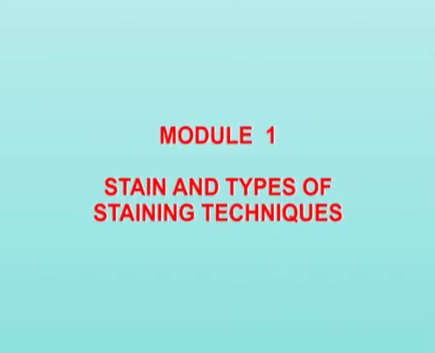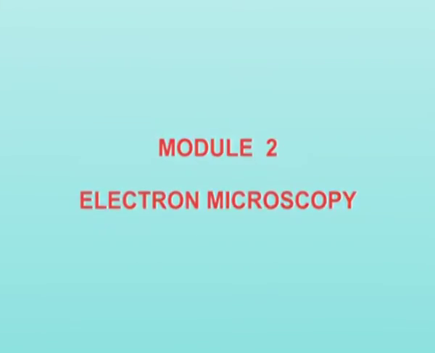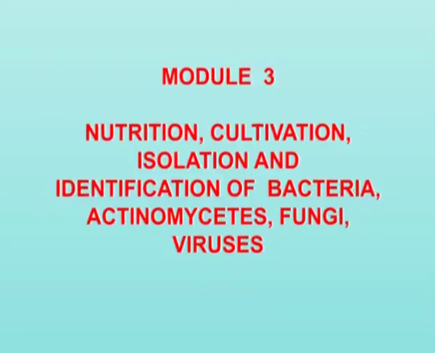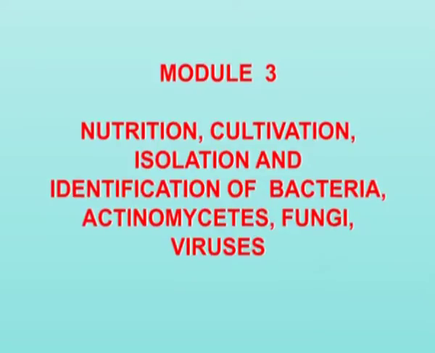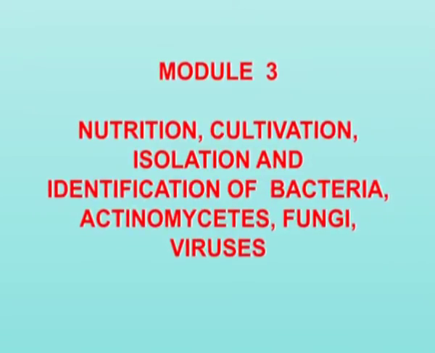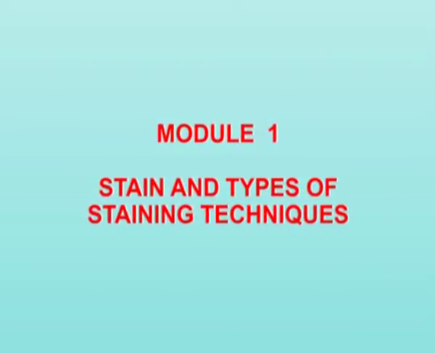This is Swapnil Patil going to take one of the most interesting and learning topics of B.Pharm third semester, on the important unit of identification of microbes, which is an interesting unit of the subject pharmaceutical microbiology. Are you ready? Module 1, that is stain and types of staining techniques. Module 2, electron microscopy. Module 3, nutrition, cultivation, isolation and identification of bacteria, actinomycetes, fungi, viruses. Let's start with Module 1, stain and types of staining techniques.